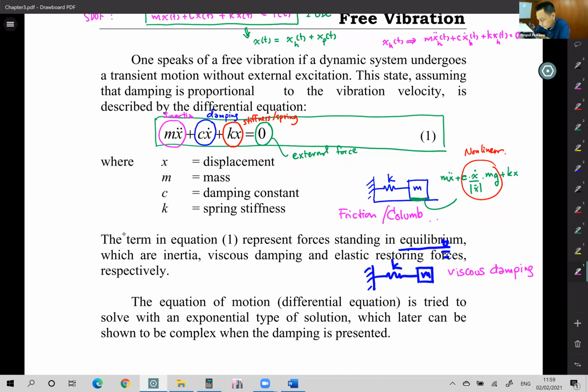So a nonlinear term is not good. The linear term makes our system have a very, very simple form of mathematics.